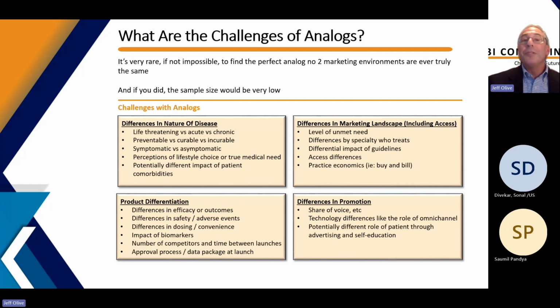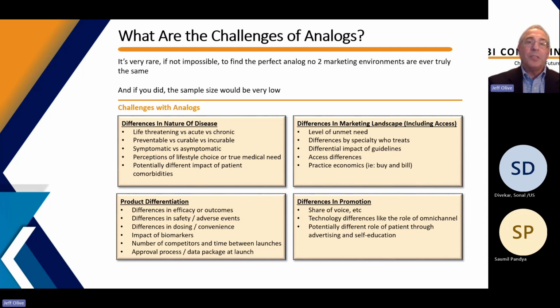That said, even if you did find the, quote unquote, perfect analog, you're looking at a very low sample size. And an N of 1 in our industry is generally considered risky. So what we want to do is understand these challenges so we know how to work with them, and we can increase that sample size from 1 to something hopefully much higher. So I identified 4 key challenges with analogs: differences in the nature of the disease, differences in the marketing landscape, and I'll put access in that bucket as well, product differentiation, and differences in promotion.